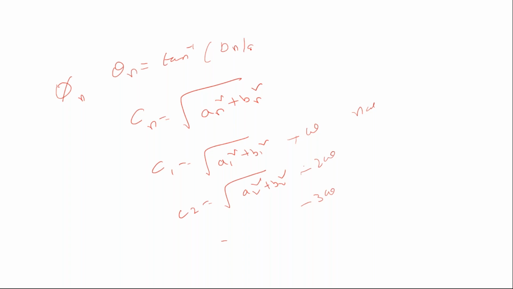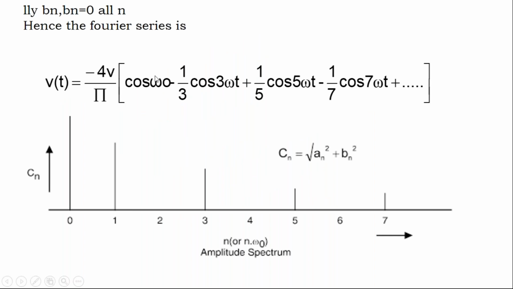Theta 2 is b2 by a2. That means you need to consider theta 1 as b1 by a1. Theta 2 means you consider the corresponding coefficient and find the corresponding amplitude and phase component. Please try to understand that. Now, here I have the components existing at omega t, 3 omega, 5 omega, 7 omega.